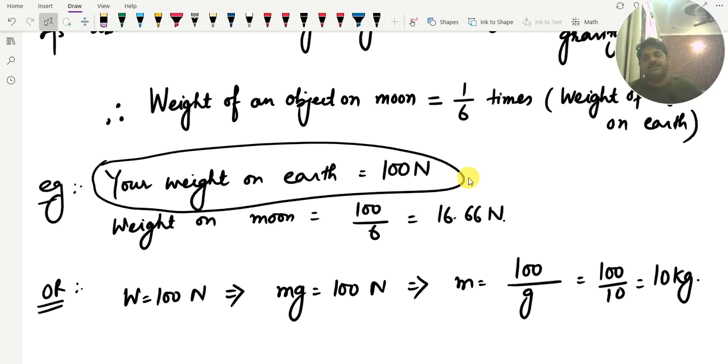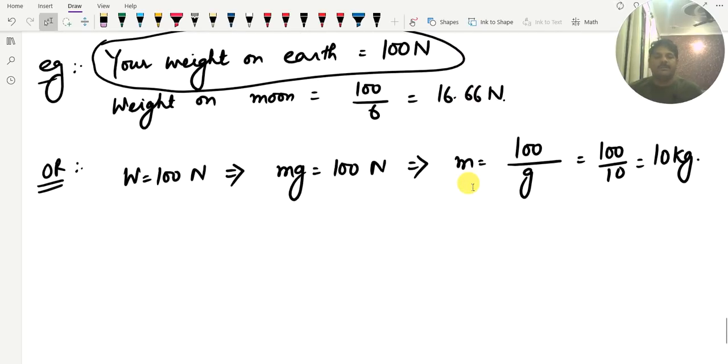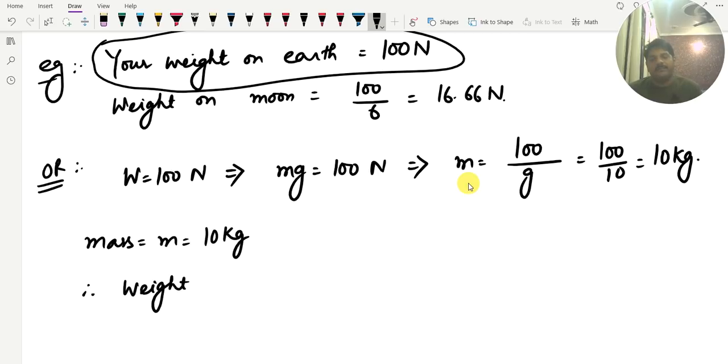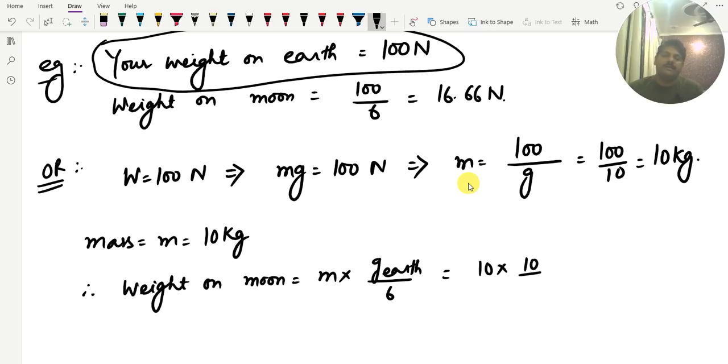If you are having 10 kg as the mass of your body, so mass is 10 kg. Therefore weight on Moon is equal to m into G Earth divided by 6. So it is 10 into 10 by 6. So it is 100 upon 6. So you will get 16.66 Newton. You will get the same result, because the acceleration due to gravity on the Moon is 1 by 6 times that of the Earth.